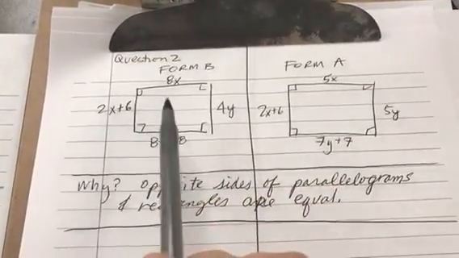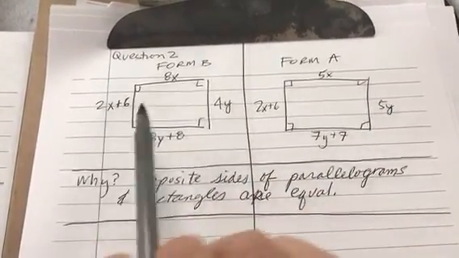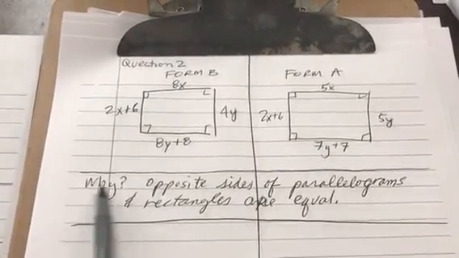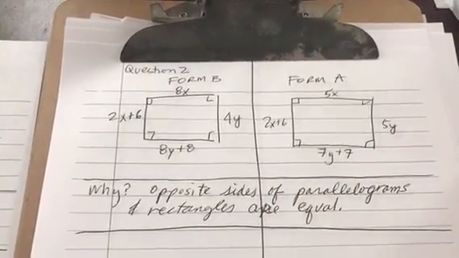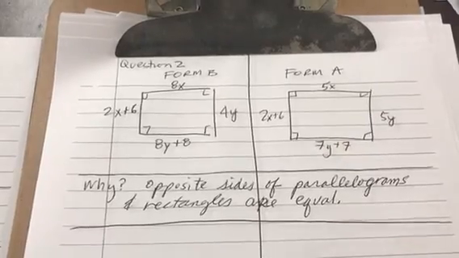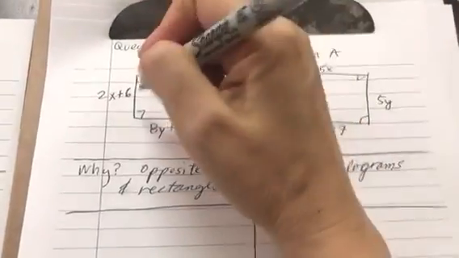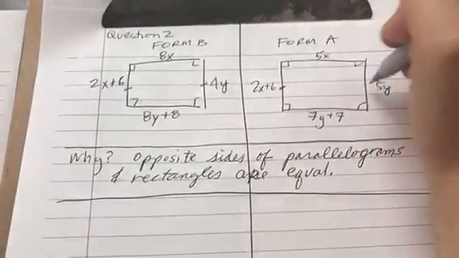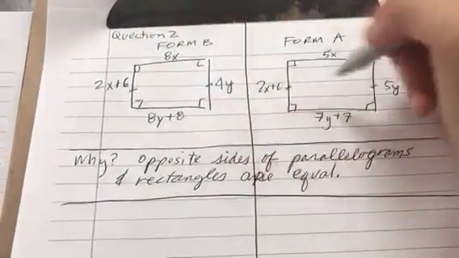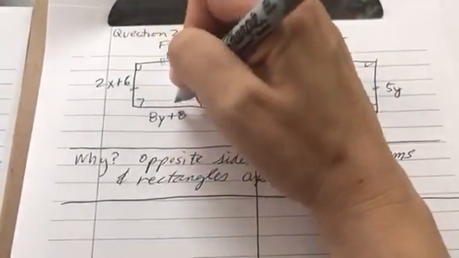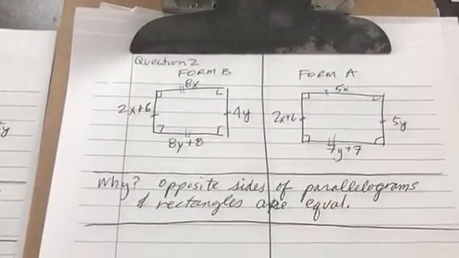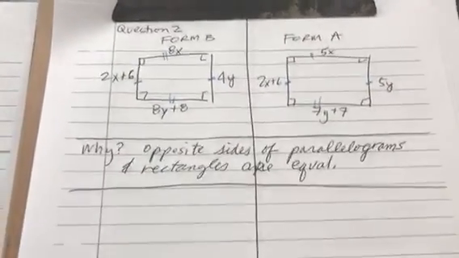Both questions are set up similar but slightly different. And go ahead and write this down in your notes. The opposite sides of a parallelogram and a rectangle are equal. So that means that every parallelogram and every rectangle has a short side and a long side. The two short sides are equal, and the two long sides are equal. And so that's why we can set up the equation in this way.